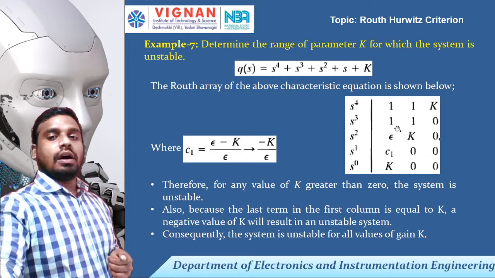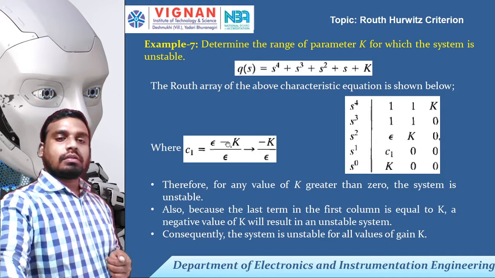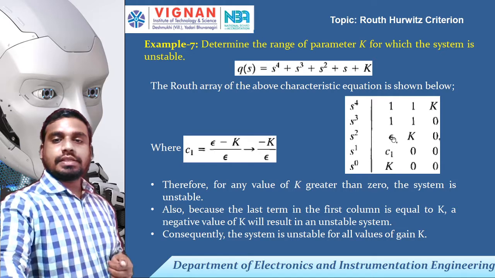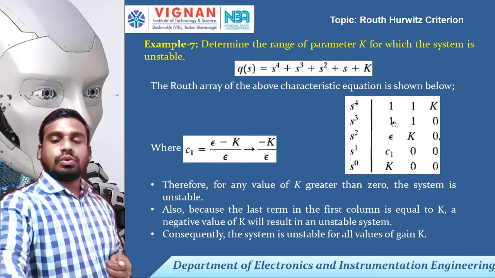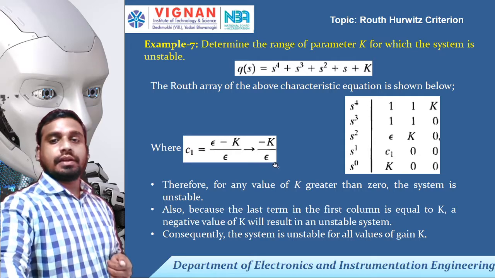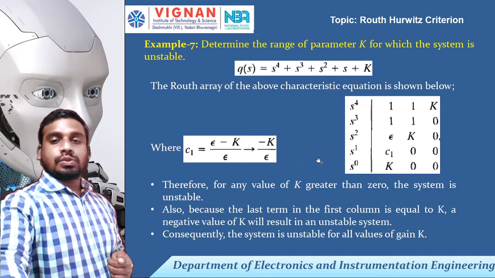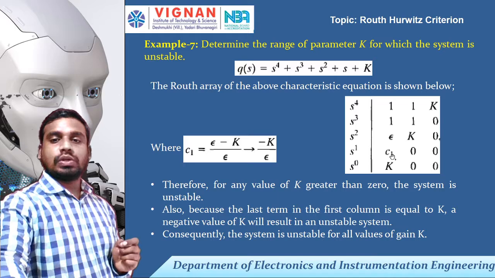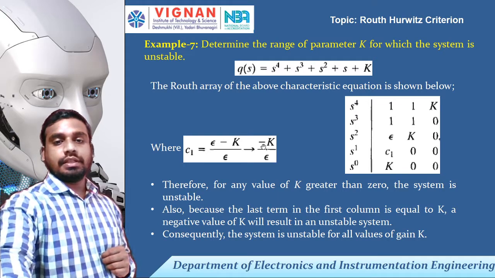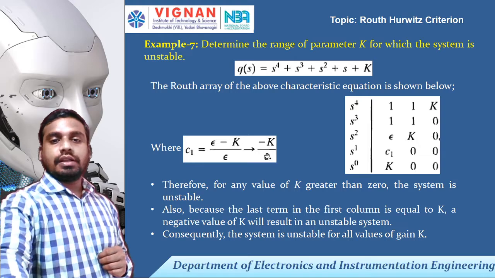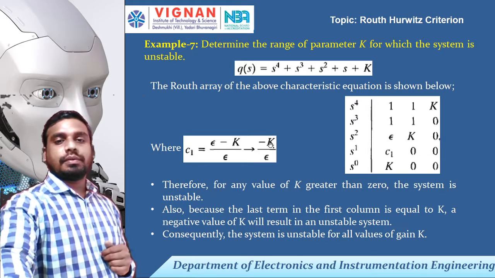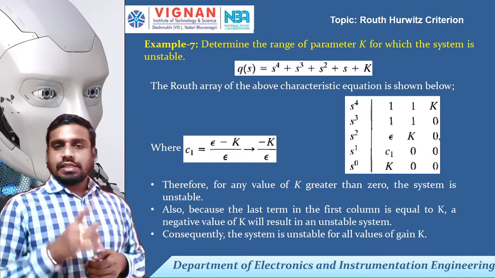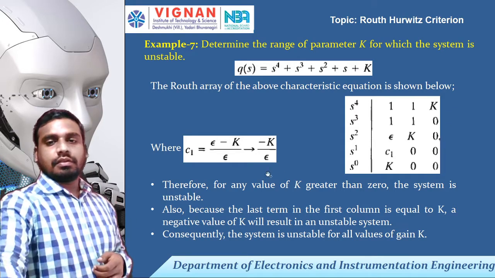Suppose, for example, in this first column, to compute C1, epsilon into k minus 1 into... that is, minus k by epsilon. C1 is minus k by epsilon. So for any k value greater than 0, the system is unstable. Just substitute it and check in this epsilon value. If you substitute k value as 1, what happens? Minus k is minus 1, which is a change in one sign here from C1.